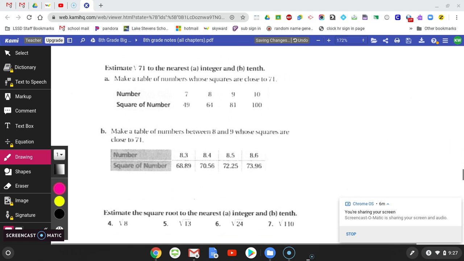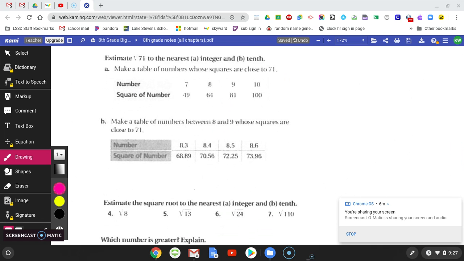All right. So our next section is we're estimating. So we have the square root of 71. We want to estimate that to the nearest integer. So let's think of our perfect squares. 7 squared is 49, 8 squared is 64, 9 squared is 81, 10 squared is 100. 71 would have to fit right in here. So is it going to be closer to 64 or is it closer to 81?